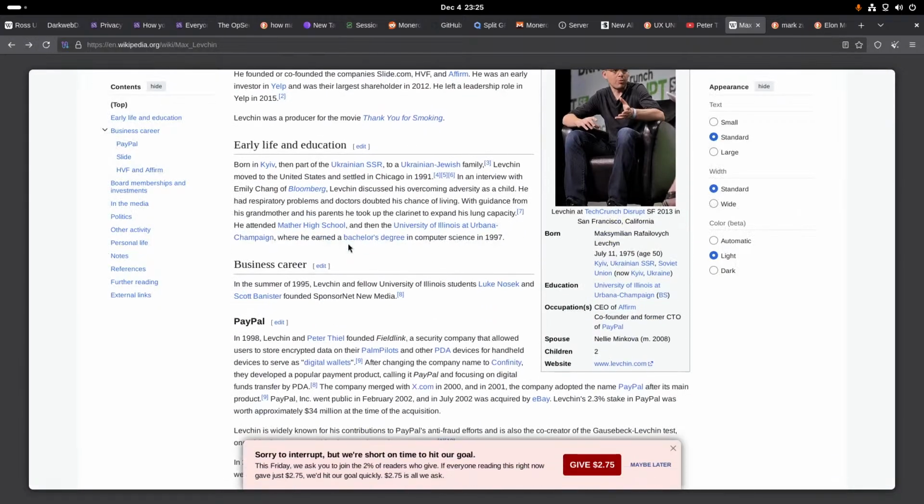Born in Kiev, part of the Ukrainian SSR, to a Ukrainian Jewish family. Moved to the United States, settled in Chicago in '91. In an interview, he discussed overcoming adversity as a child. He had respiratory problems and doctors doubted his chance of living. With guidance from his grandparents, he took up the clarinet.